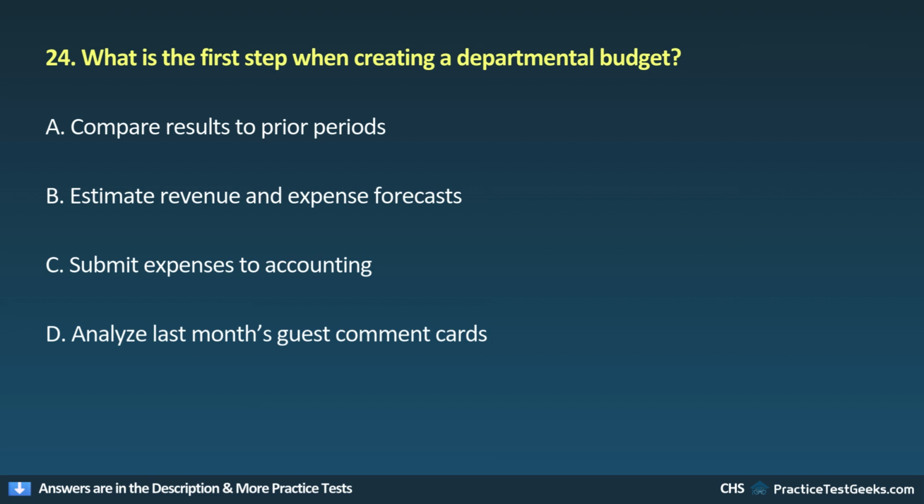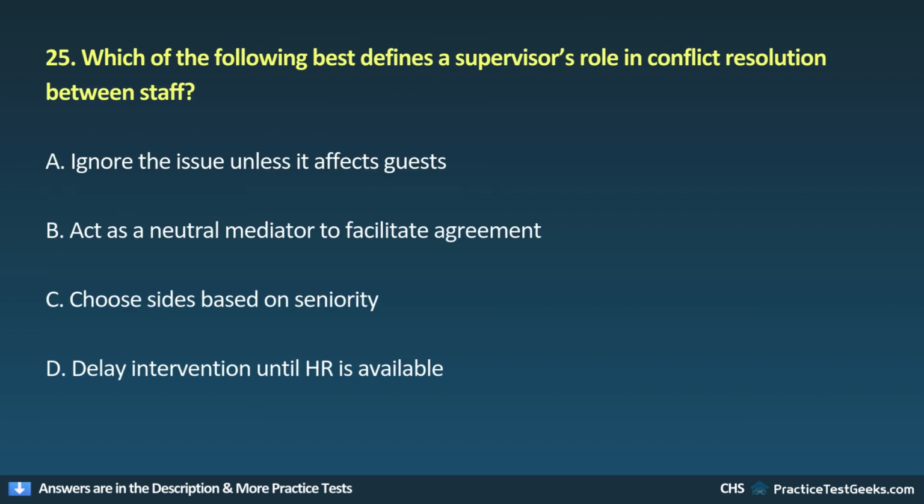A. Compare results to prior periods. B. Estimate revenue and expense forecasts. C. Submit expenses to accounting. D. Analyze last month's guest comment cards. 25. Which of the following best defines a supervisor's role in conflict resolution between staff?